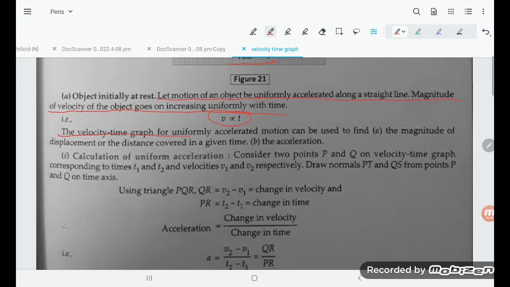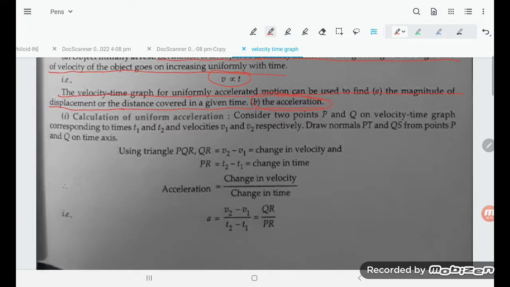The velocity time graph for uniformly accelerated motion can be used to find the magnitude of displacement or the distance covered in a given time. So that is the acceleration.